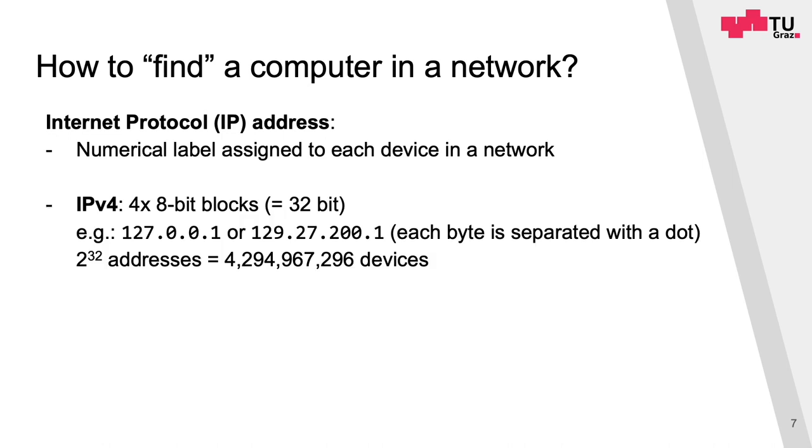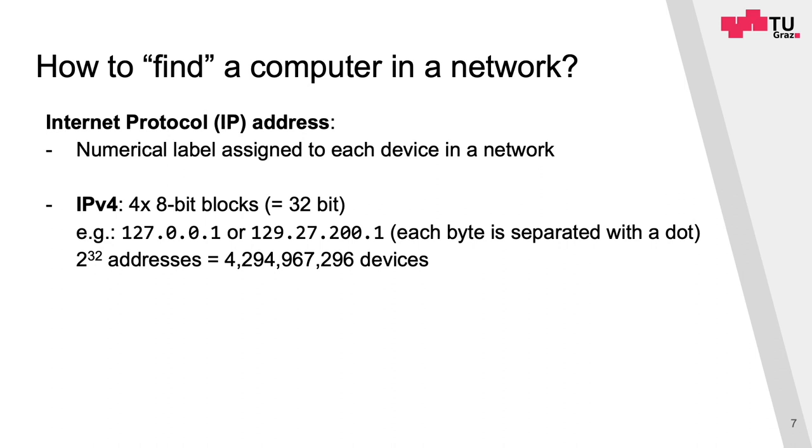We have two versions of this IP protocol. The first being the IPv4, which consists of 4 times 8-bit blocks. So it consists of 4 8-bit blocks. And if we do the math, we get 32 bits. And such an IP address can look as follows.